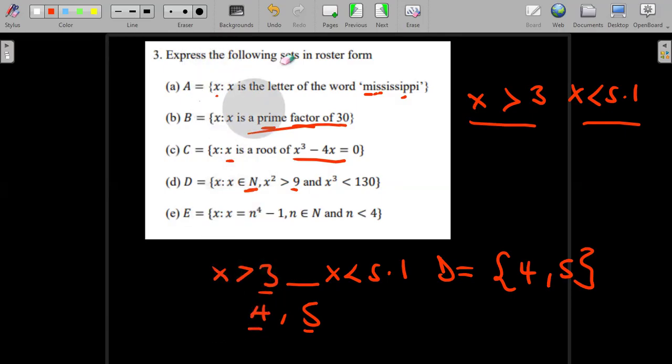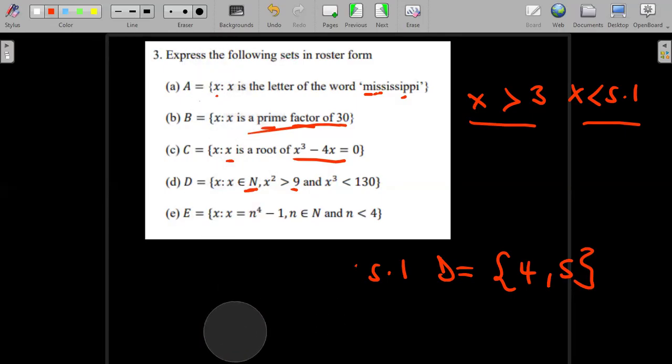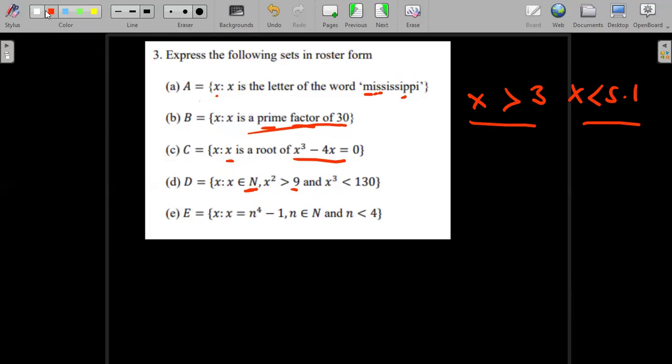Okay. Now, allow me to repeat part C. Somebody said they did not clearly understand part C.